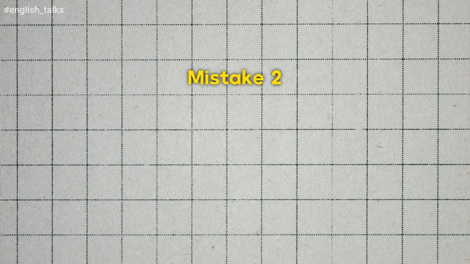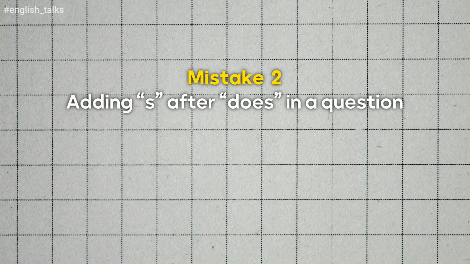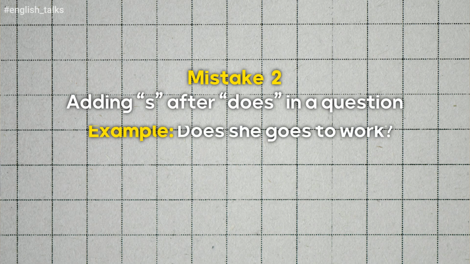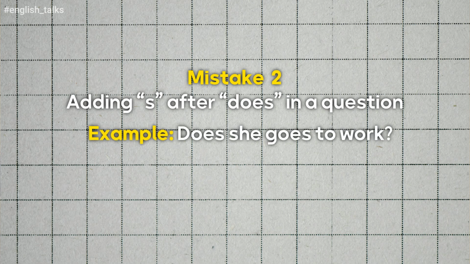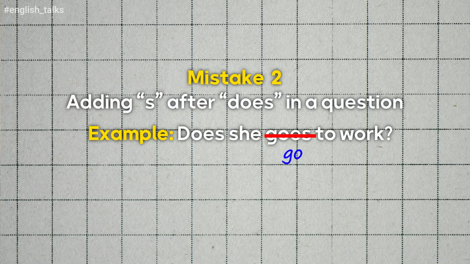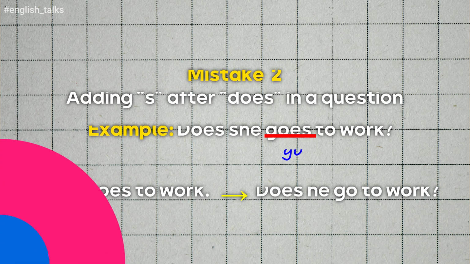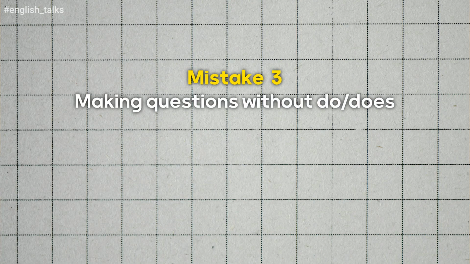Mistake number 2, adding s after does in a question. Does she goes to work? It's wrong. You have to say, does she go to work? Why? Because does already carries the third person. The main verb stays in base form, just like he goes to work, and the question becomes, does he go to work?